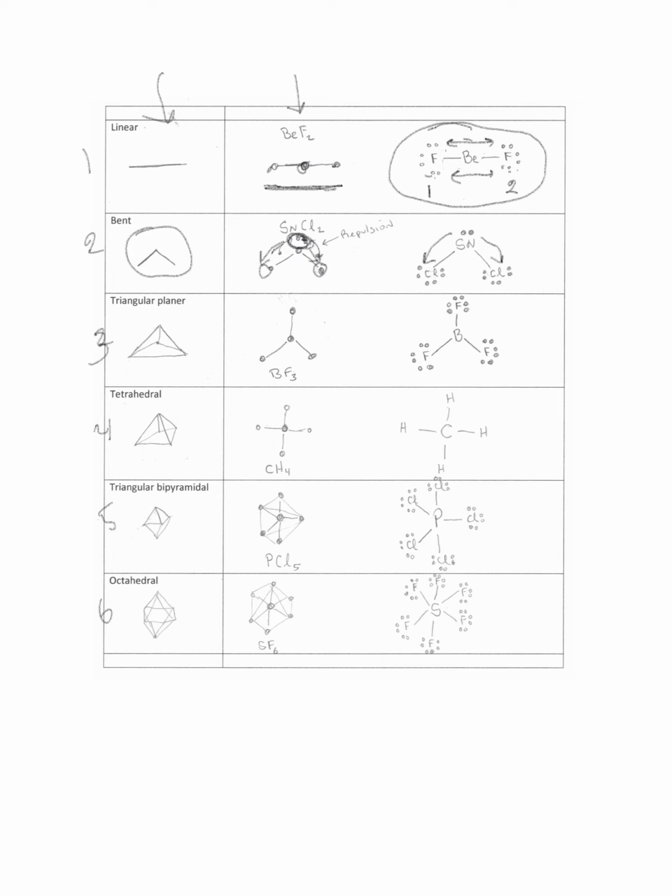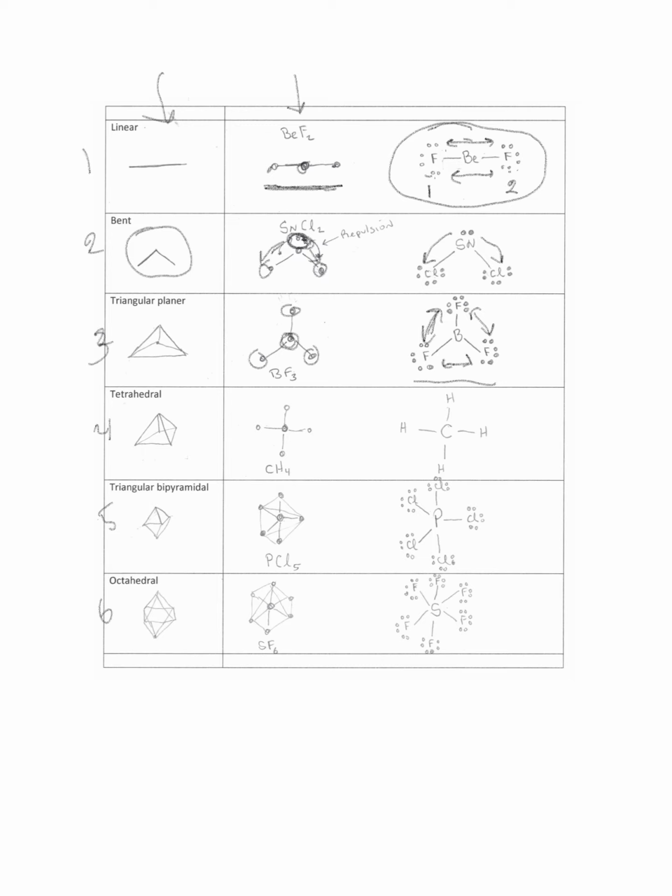All right. And then over here, the triangular planar shape. You have boron trifluoride. You see the central boron atom, and these 3 fluorine atoms all bonded to that boron atom. In the Lewis structure, you can see how these electrons want to stay away from each other as much as possible. In order to do that, they form this triangular planar shape.